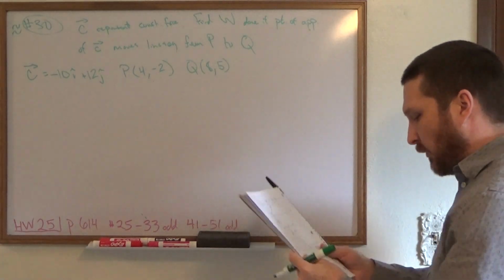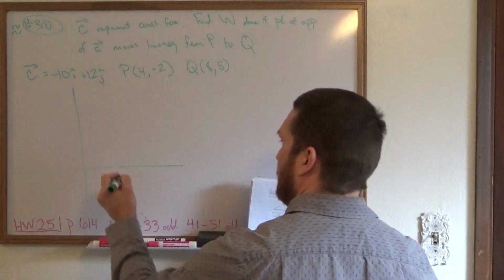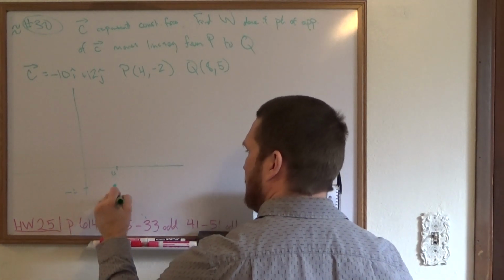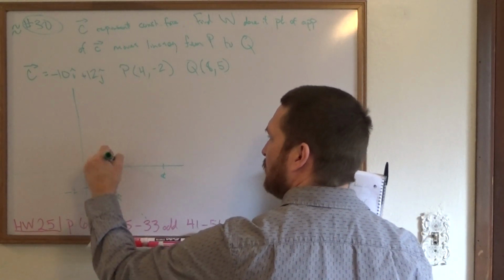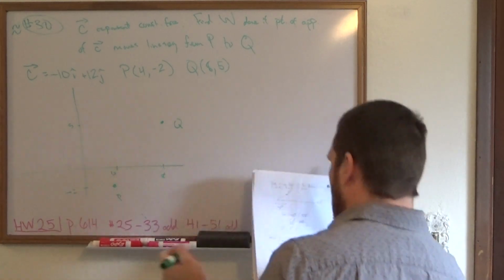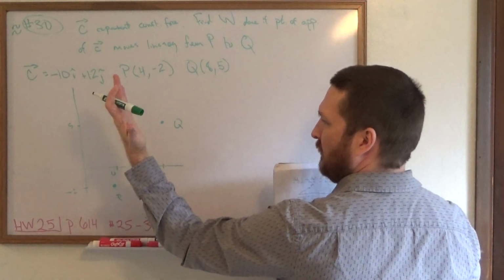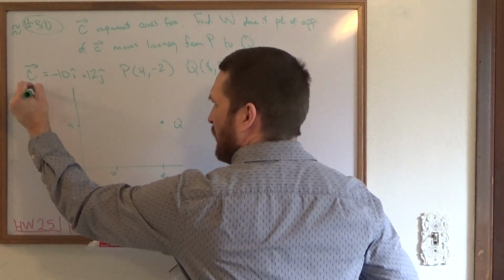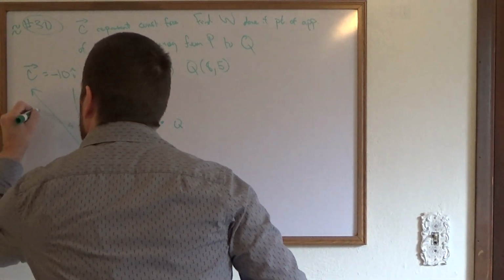Okay, so let's think about what's going on here. You have something here at 4 comma minus 2, so that's point P. Q is 8, 5, right there, there's the point Q. And we have some force that's in this direction, minus 10, 12. And this is, of course, I'm not drawing this to scale, but there's the vector C.